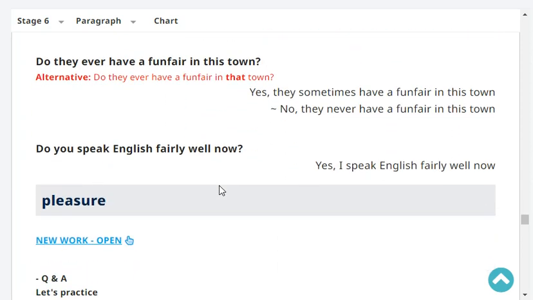Very good. Do they ever have a fun fair in your town? Yes or no? No, they never have a fun fair in my town. Do you speak English fairly well now? Yes, I speak English fairly well now.